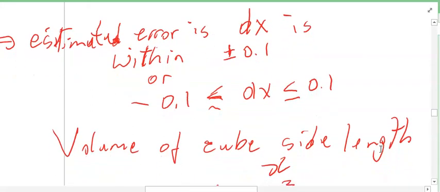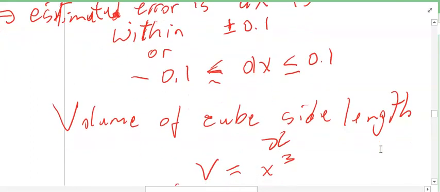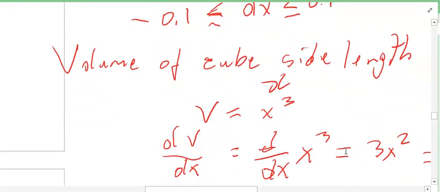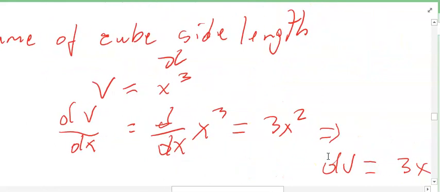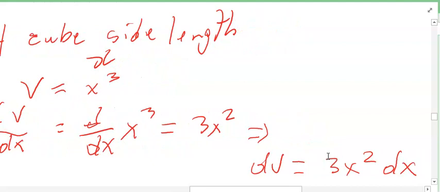Our estimated error in the side length of the cube is, remember, our volume of a cube of side length x is V equals x cubed. So we want to take the derivative of that, dV/dx. So dV/dx will be equal to d/dx of x cubed. That's going to be equal to 3x squared. So then our dV will be equal to 3x squared dx.